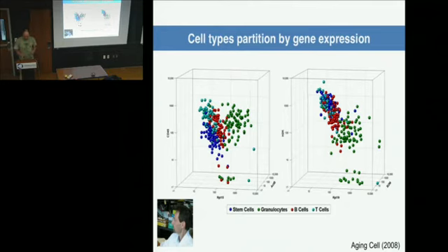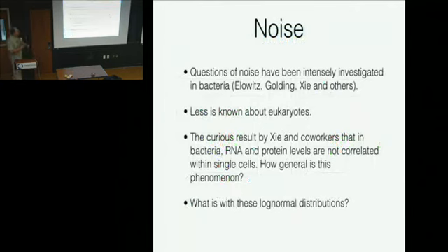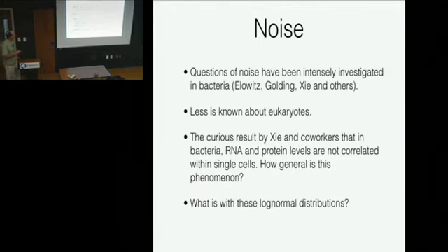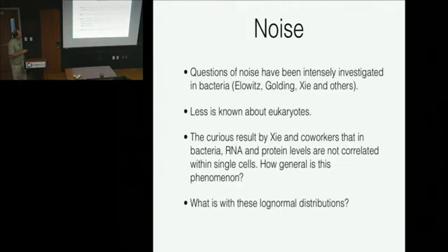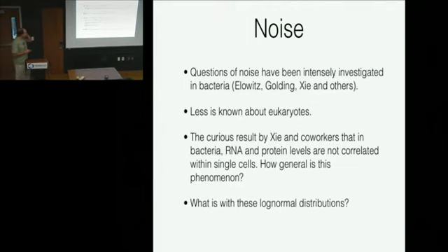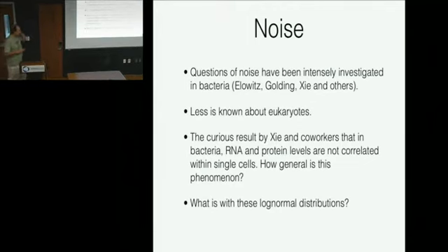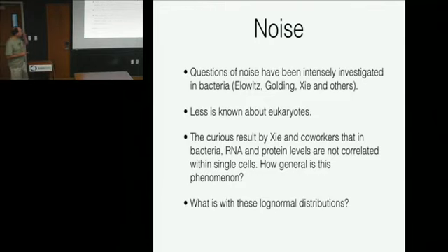So let's return to this question of noise and statistical or stochastic variation. These questions have been intensely investigated over the last decade by a bunch of people. Some of the names associated with it are Mike Elowitz, Ido Golding, and Sunney Xie, and they've mostly focused on bacteria. Much less is known about eukaryotes. There's a bit of literature, but it's a small one. And we decided to dive in.